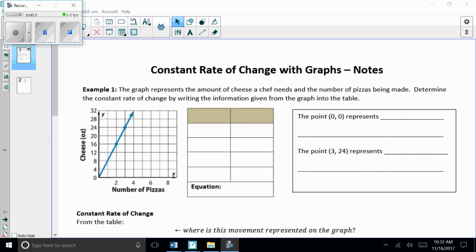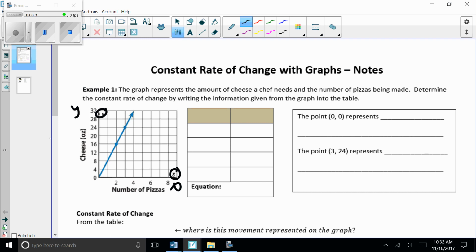Okay, so remember when we are in a graph, it tells you that this side over here is our y, and this side over here is our x, and it gives those two for you. So when we do our tables, this is going to be our x, that's going to be our y. So we're going to take our labels and write them in here. So this is number of pizzas, and this is going to be cheese, in ounces.